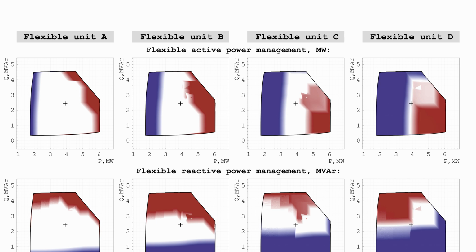And if a unit is doing nothing, it is not activated, not producing, not consuming any power, these areas are shown in white color.